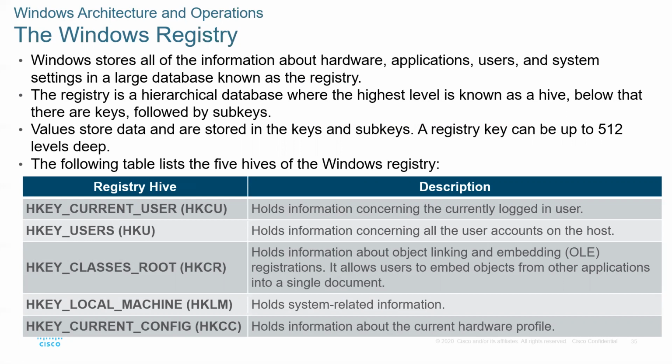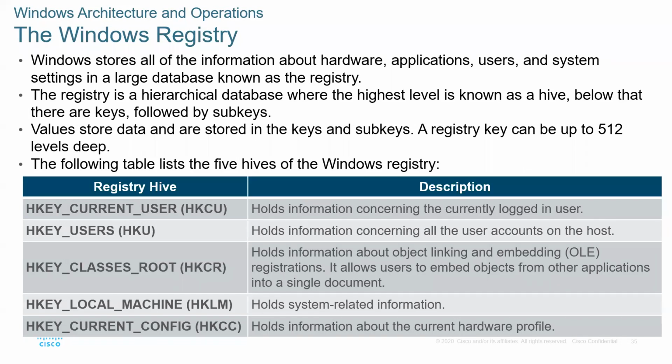The following table lists the top five hives of a Windows registry. So we talked a little bit about current user. This is all the stuff concerning the current user that's logged in. You have HKEY_USERS. This is about all user accounts on the host. You have classes root, which will have object linking and embedding, OLE is what you'll typically refer to those as, registrations.